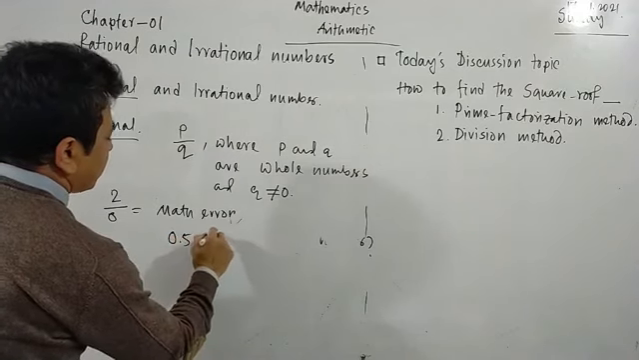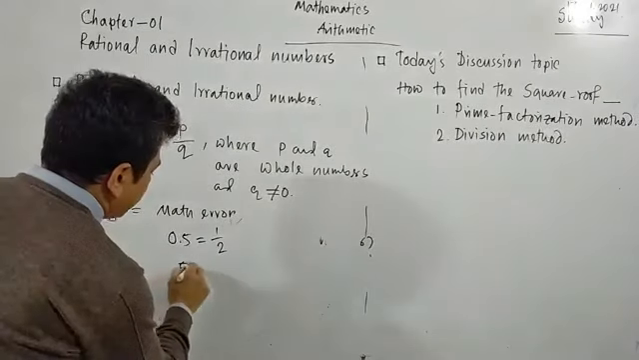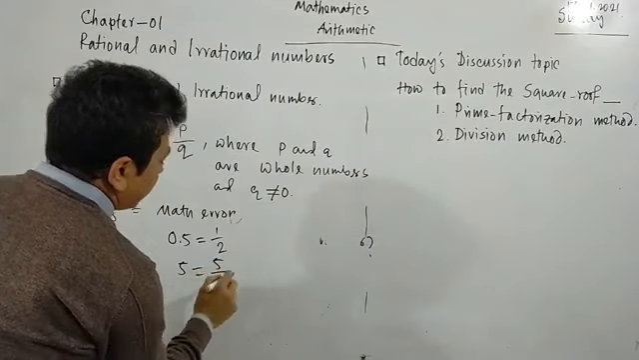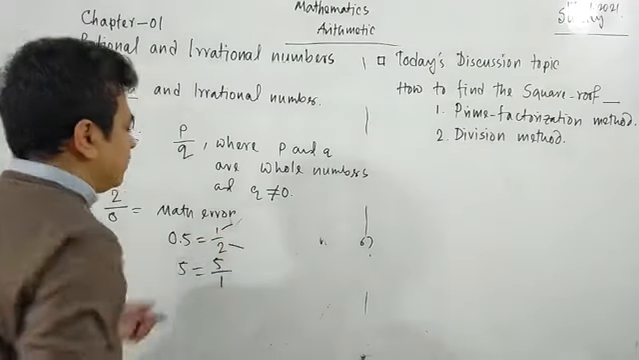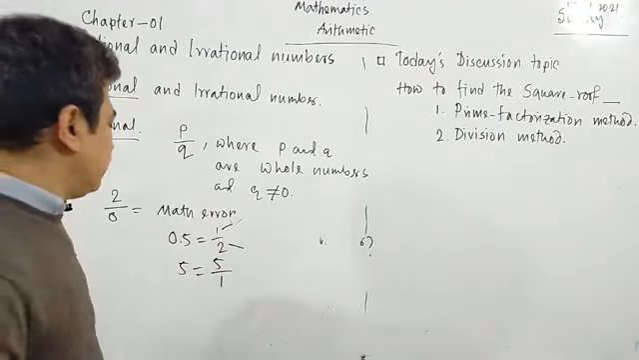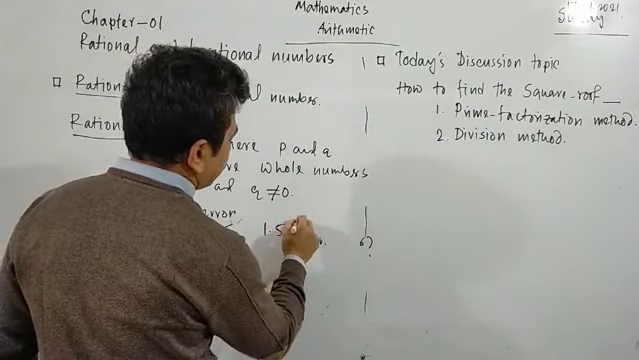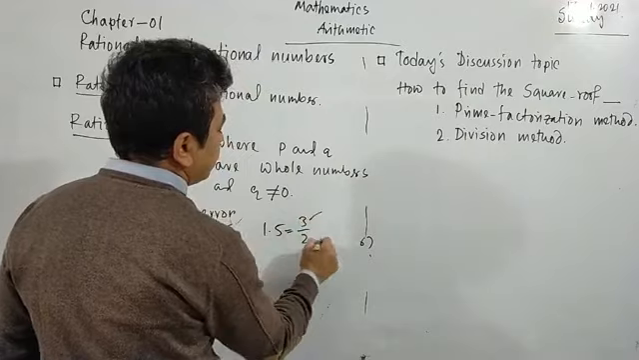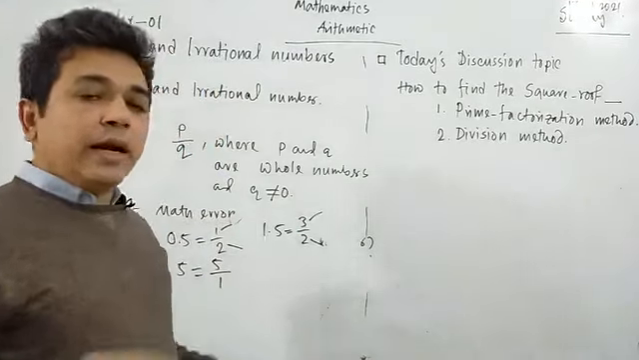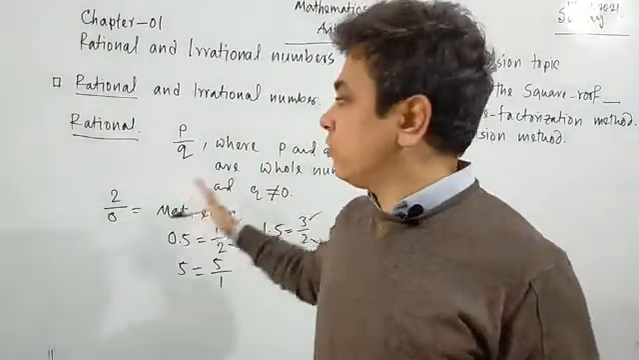0.5 we can explain as 1 by 2. Or any number, for example 5, we can write as 5 divided by 1. Look at this one: 1 and 2 are whole numbers, 5 and 1 are whole numbers. For example 1.5 is 3 by 2, so 3 and 2 are whole numbers. So when we explain or express any number in the form of p by q, it is called a rational number.